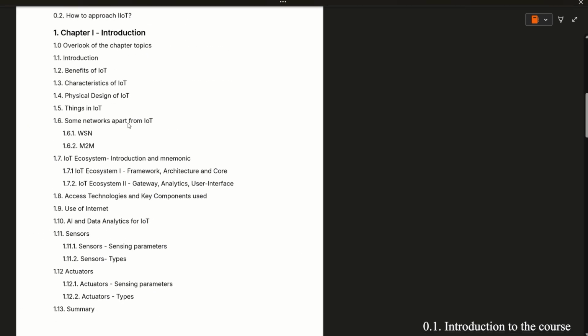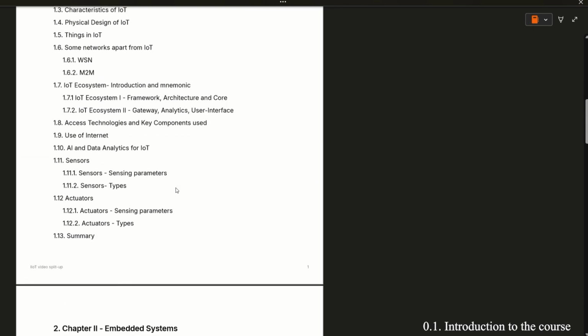This chapter is somewhat medium-sized, and it is very general. Just a lot of history and such will be included in it. So that's it for this chapter.